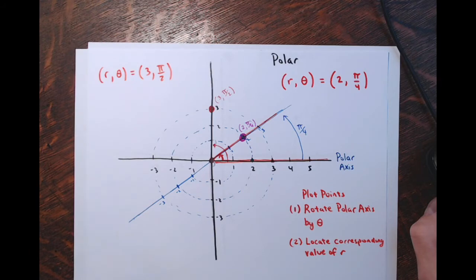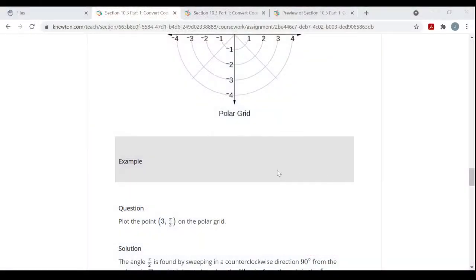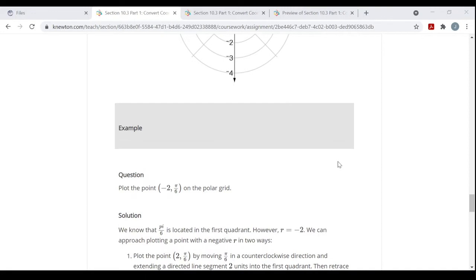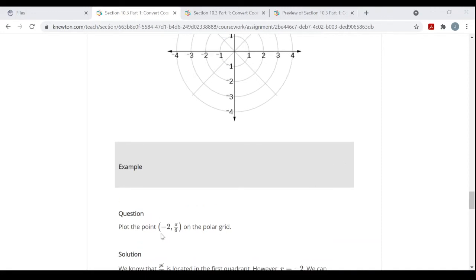Now again, you're going to see some cases where you have negative values of r and negative angles. So they might get to some examples like that, like here. So what if I was asked to plot the point (negative 2, pi over 6) on a polar grid? Alright, so I'll draw a new polar grid and come back when I'm done drawing it.